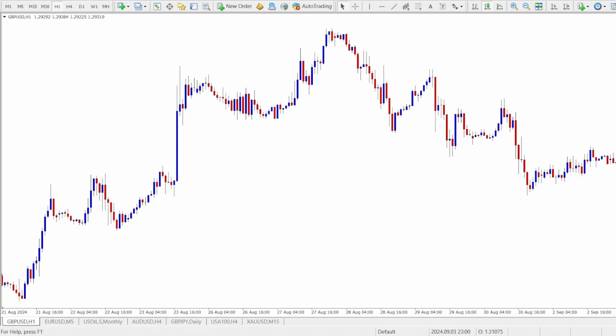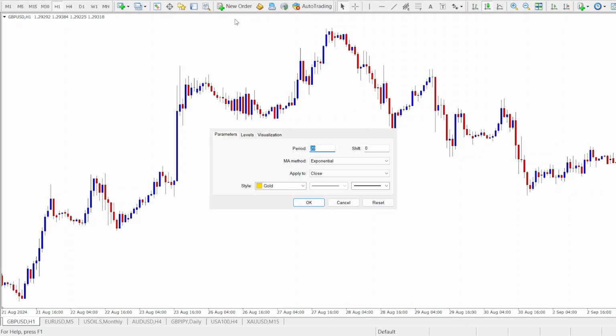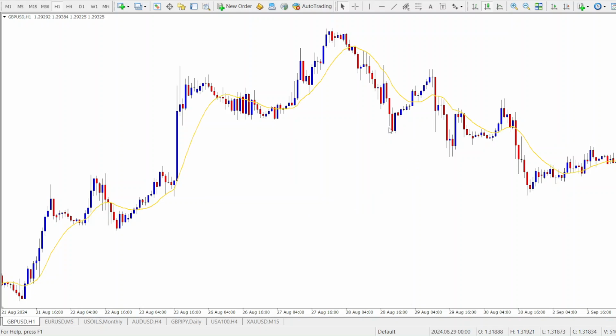Okay, so in this video we are going to be looking at a technical indicator that could change the way you analyze the market, and specifically we are looking at the linear weighted moving average, or the LWMA. So all you need to do is insert the moving average to your chart and make sure you go to the MA method and change it to linear weighted. Okay, and here we have the linear weighted moving average.